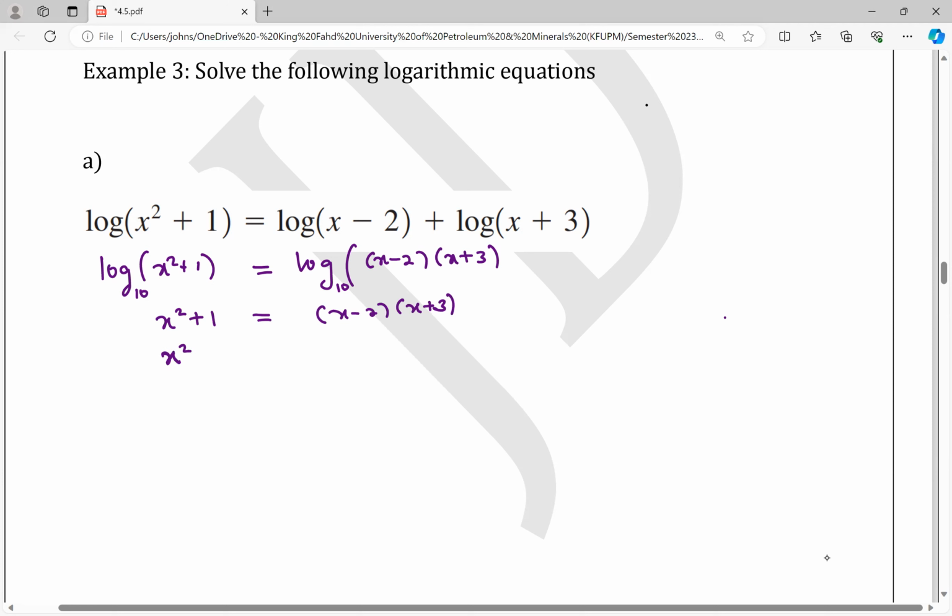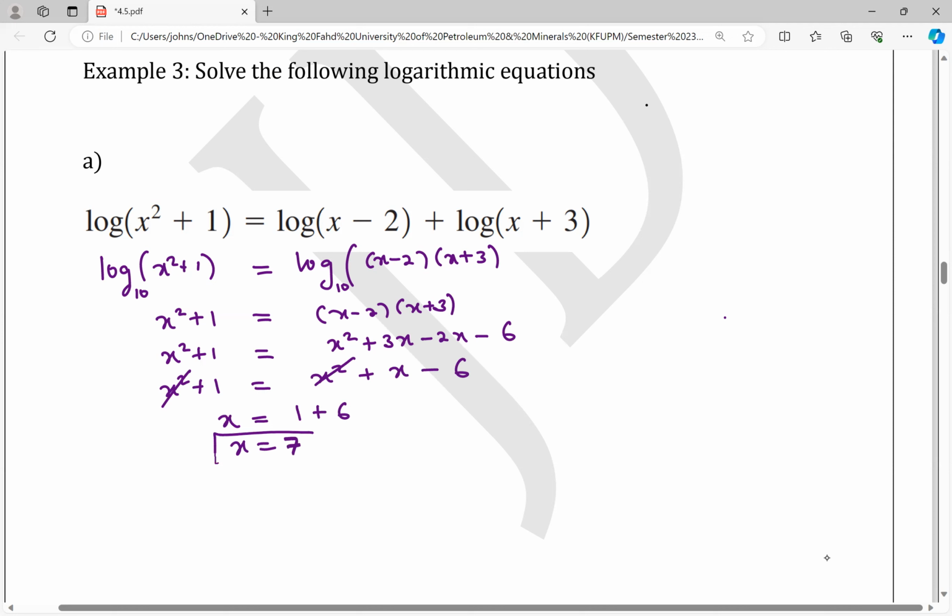Now, this will give us x squared plus 1 equals, we can multiply here so that you have x squared plus 3x minus 2x, and this will be minus 6. So this will be x squared plus 1 equals x squared plus x minus 6. So this x squared will go with this x squared. We can solve for x. x is just 1 plus 6. So x equals 7.